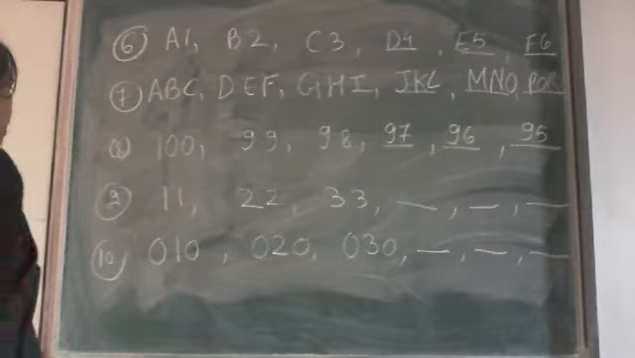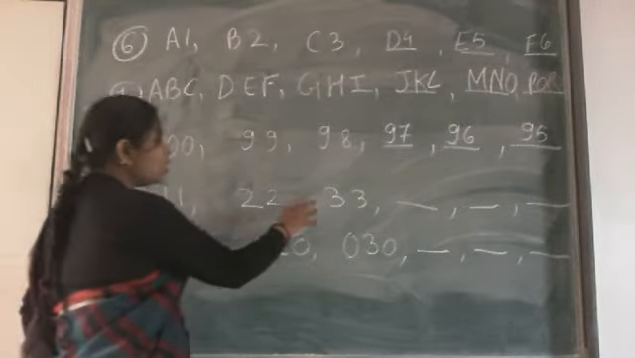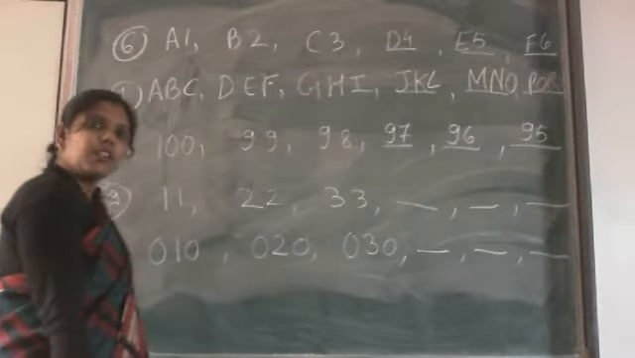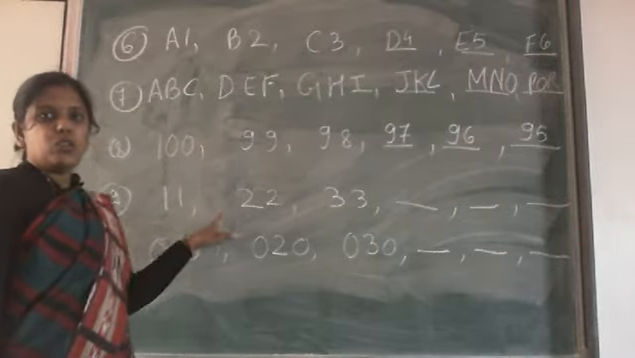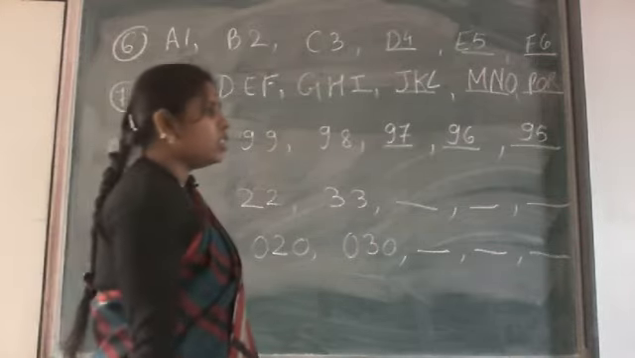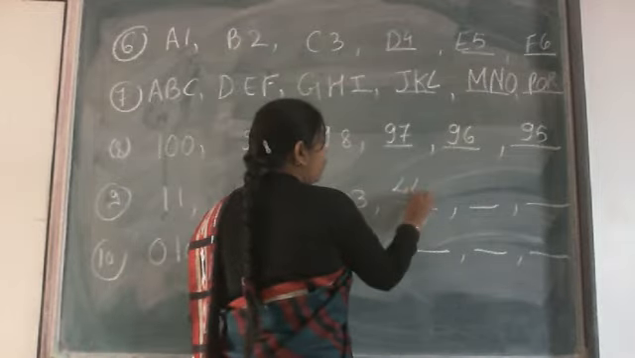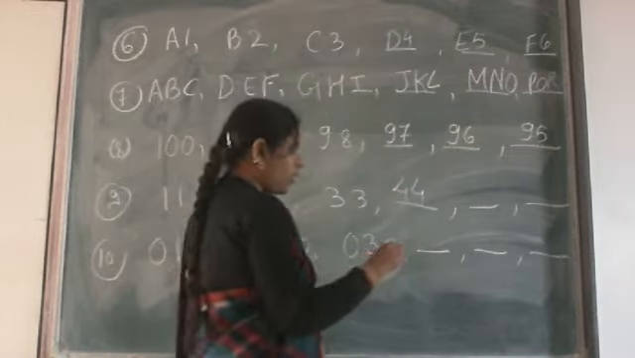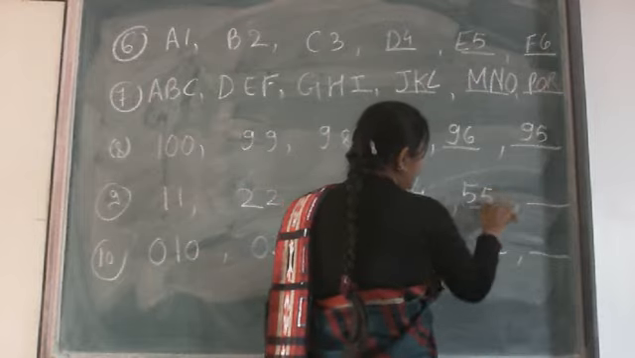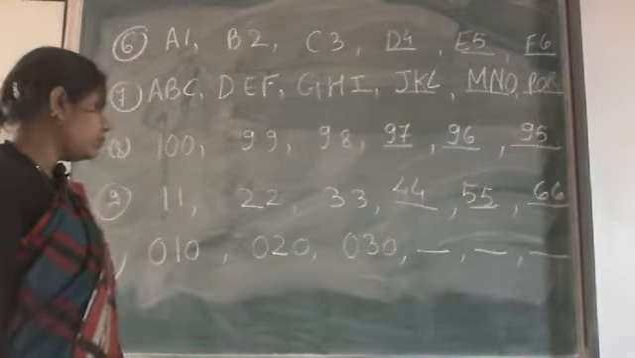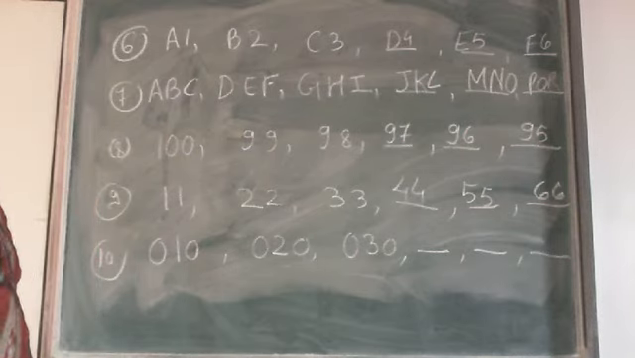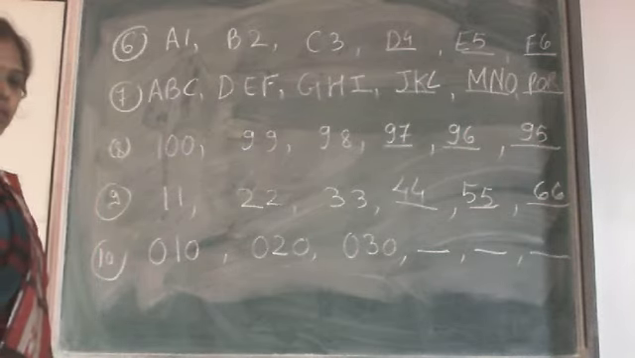Now the next question: 11, 22, 33. Did you understand the pattern? 1 1 11, 2 2 22, 3 3 33. Next will be 4 4 44, then 5 5 55, and then 6 6 66. Note it down fast.